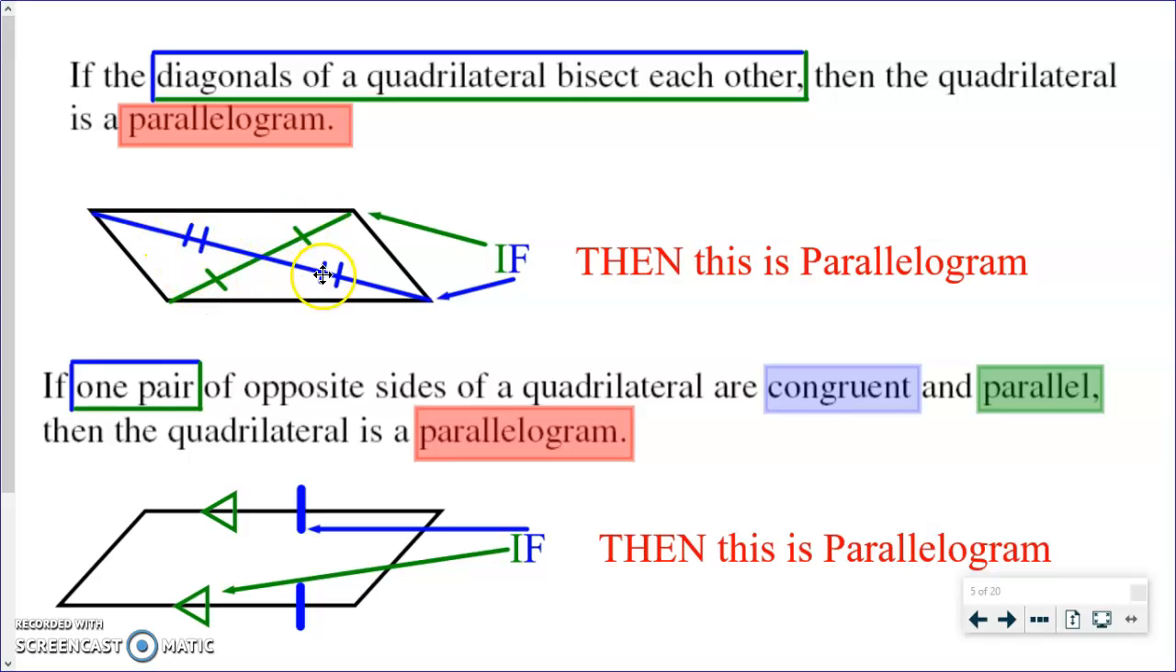So the other day we learned about the diagonals of a parallelogram bisecting each other. So if you have a quadrilateral and both diagonals bisect each other, then it has to be a parallelogram. Well, this one's a little different. We didn't really talk about this one the other day, but if you only know stuff about one pair of opposite sides, if one pair of opposite sides is congruent and parallel, then this has to be a parallelogram.